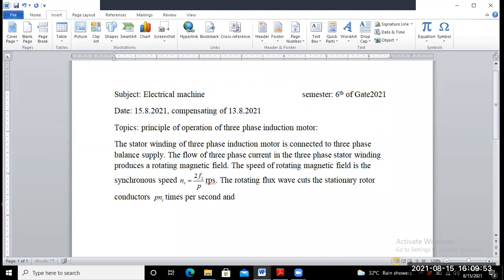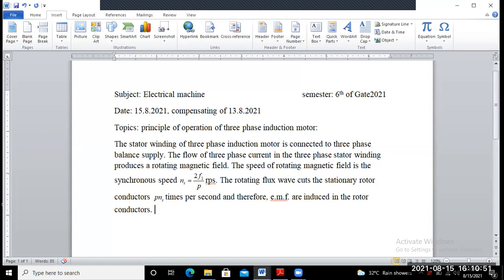So EMF is induced in the rotor conductors, and if the rotor coils are short circuited, current will flow in the rotor conductors.